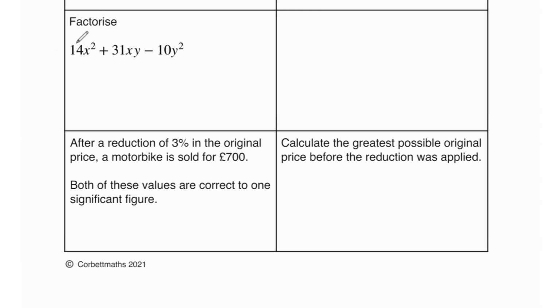So what we'll do is first we'll multiply 14 and 10, which is 140. So now we find factors of 140. That's going to be 70 times 2, 20 times 7, and 140 times 1, 35 times 4, and 28 times 5. I think that's about it.